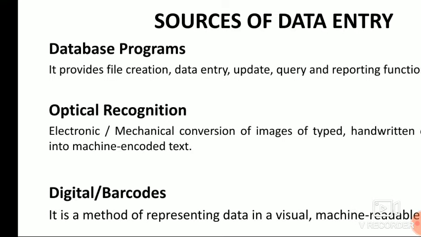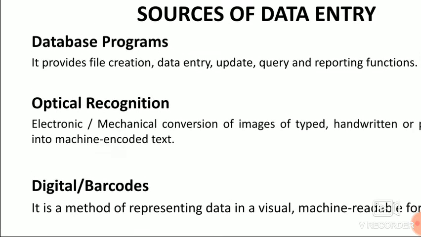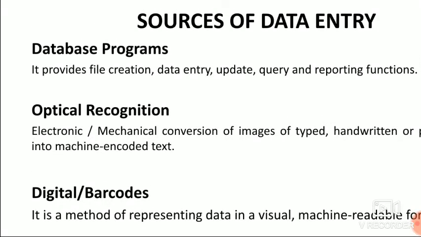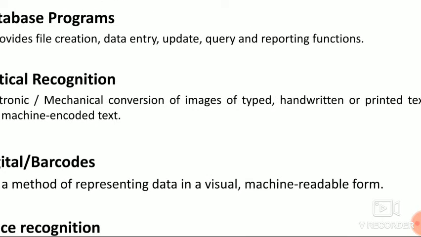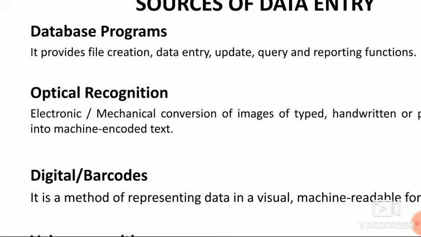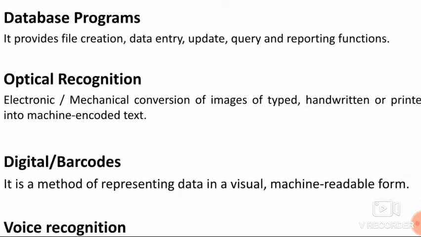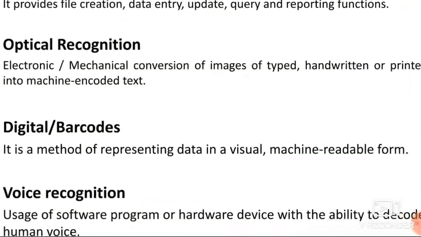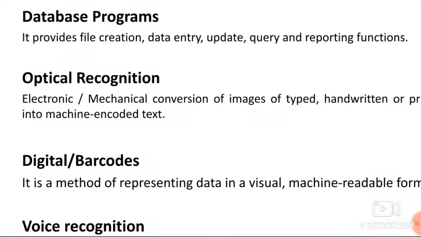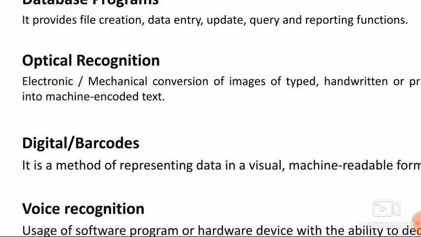The second source is optical recognition. Through the use of an electronic or mechanical device, we can enter data. That means we can enter typed or handwritten data into a machine by using optical scanners or recognition devices.